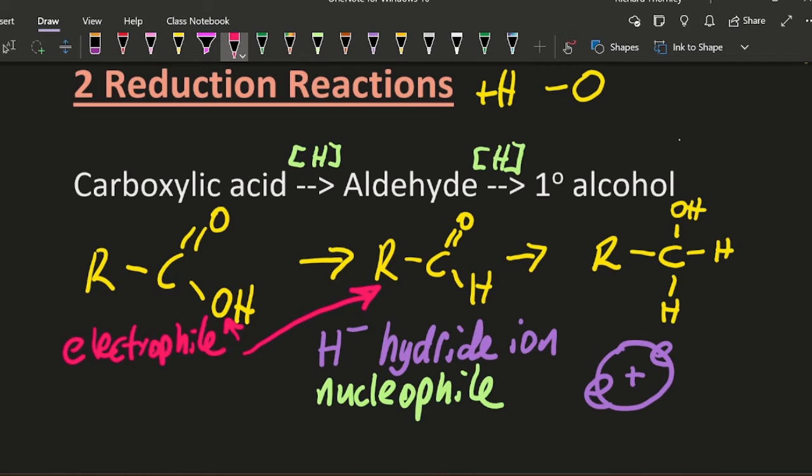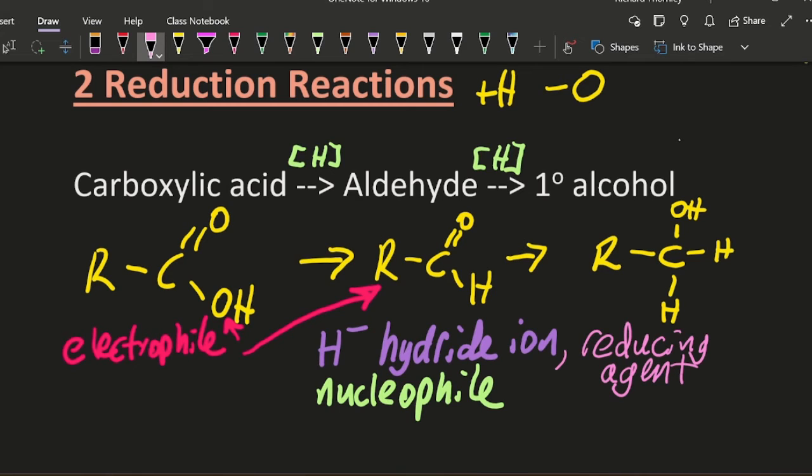So the hydride ion itself is the reducing agent. Reducing agents are themselves oxidized. And since reducing agents are themselves oxidized, oxidation is loss of electrons. The hydride ion is going to lose its electrons. It's going to donate them to the bond between itself and carbon.